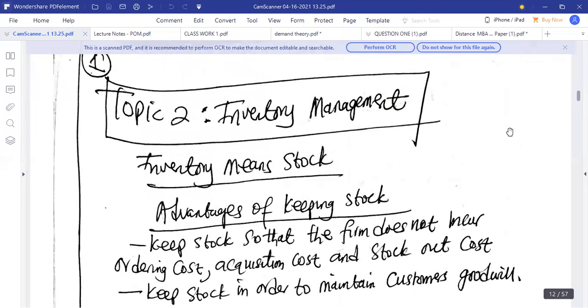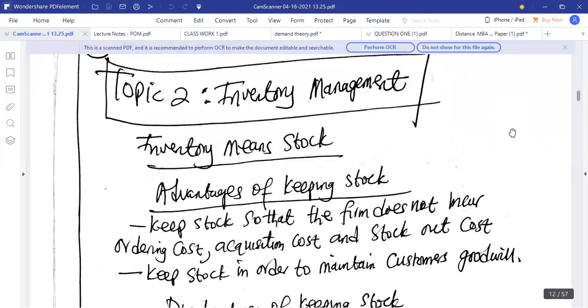Okay, so now we get into this inventory management. As we know, inventory means stock. Then we have the advantages of keeping stock. So the first one is you keep stock so that the firm does not incur ordering costs. You're avoiding having to make an order every time. You keep stock also so you don't incur ordering cost, you don't incur acquisition cost, and you don't incur the stock-out cost. So that is the first component of the advantage of keeping stock.